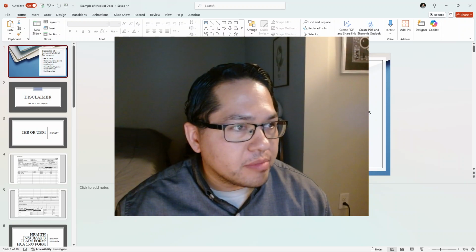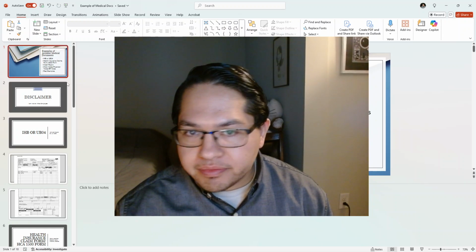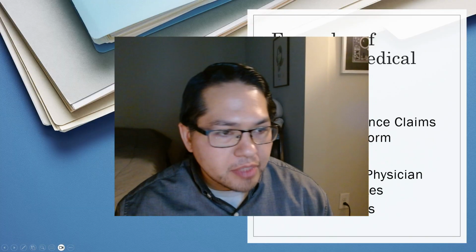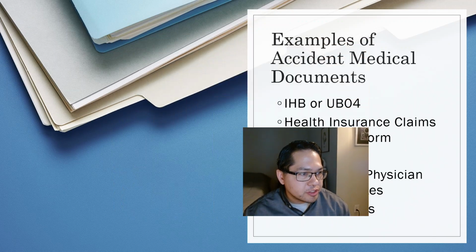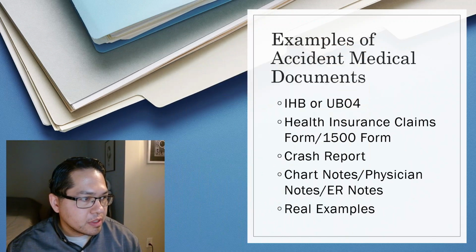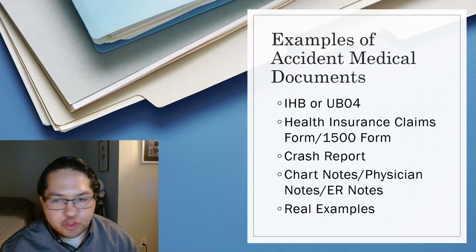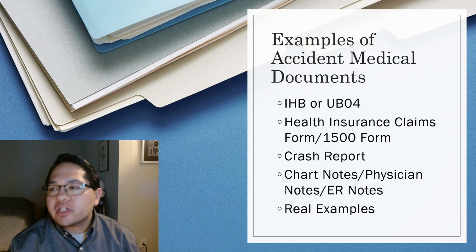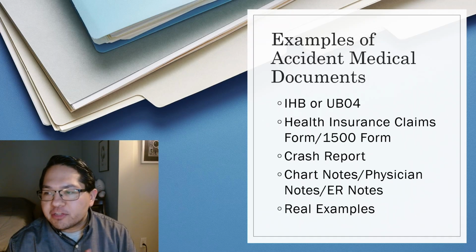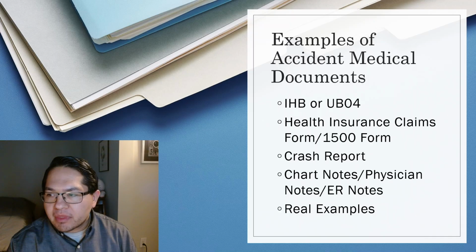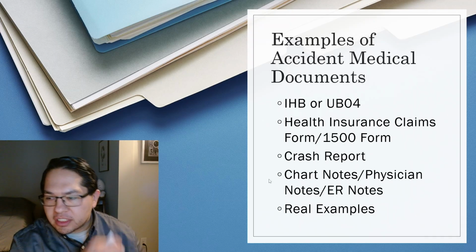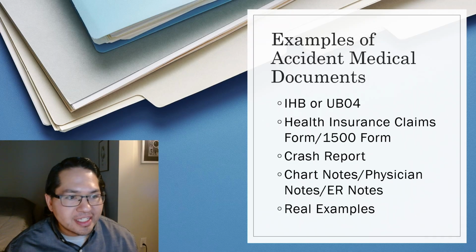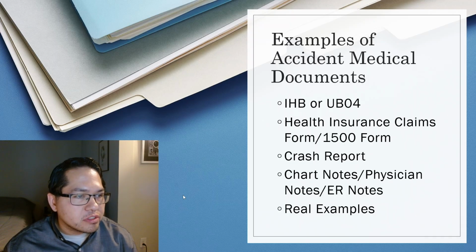So let me open up my screen here. Let's make this smaller so you can actually see. Some of the things I'm going to go over real quick are the IHB or the UB04, the health insurance claims form, the police report like a crash report, chart notes, and physician notes. Then I'm going to show you some real examples at the end of those notes.